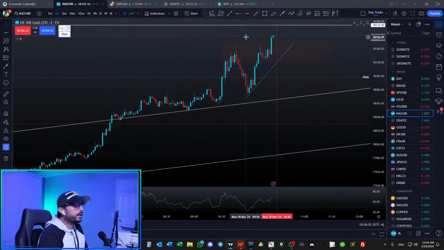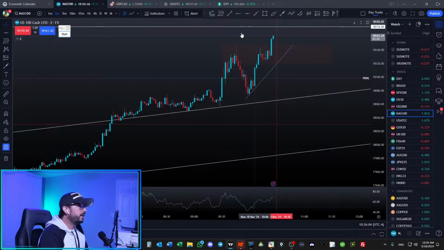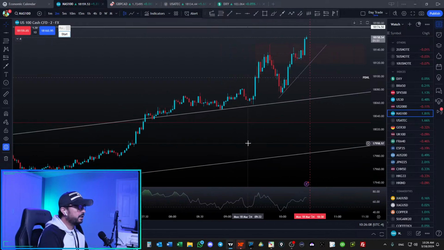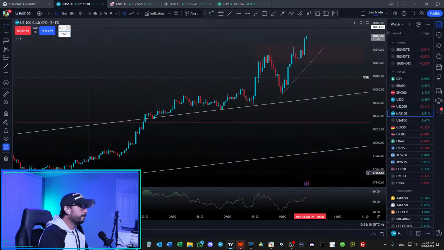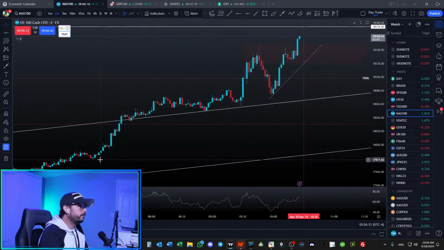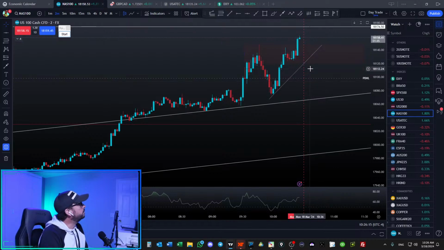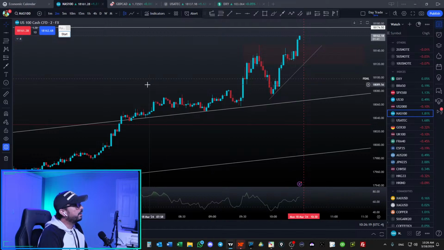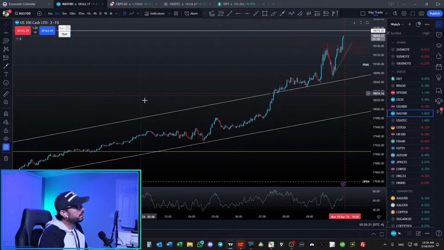Now remember, like I said, that could be just eating the stops and flushing down. So let's just wait. It is an uptrend, so if we do any shorts, that would be counter-trend against the macro.